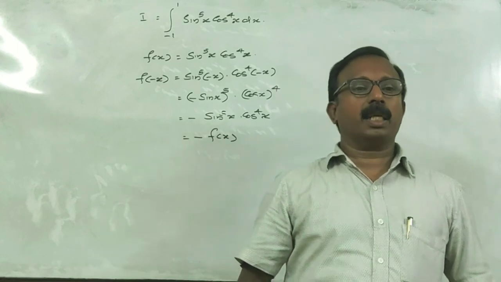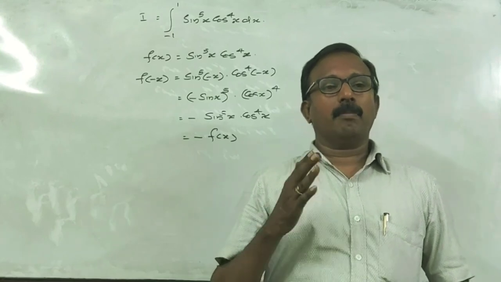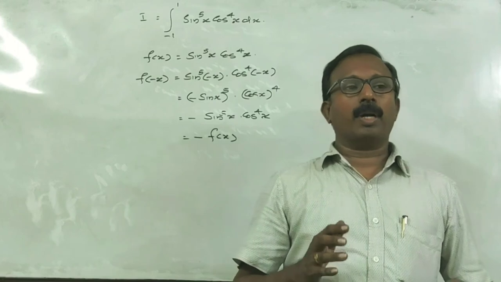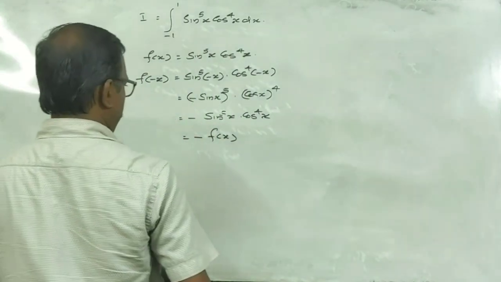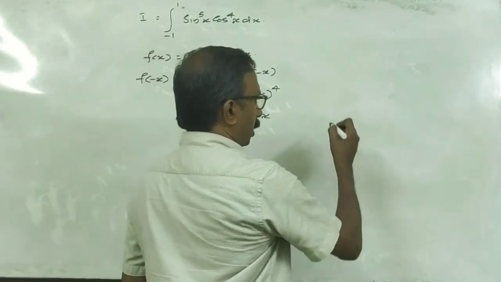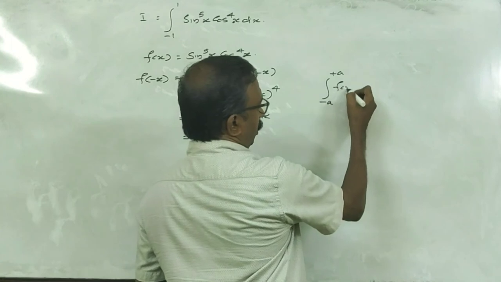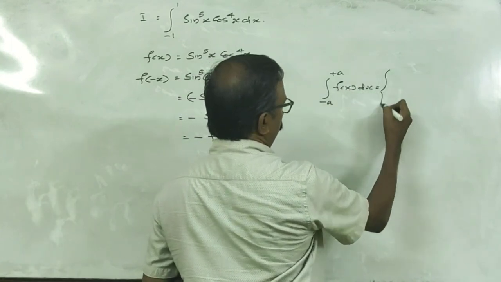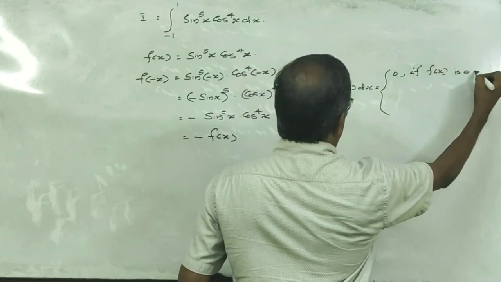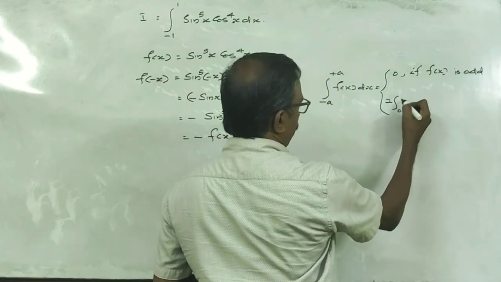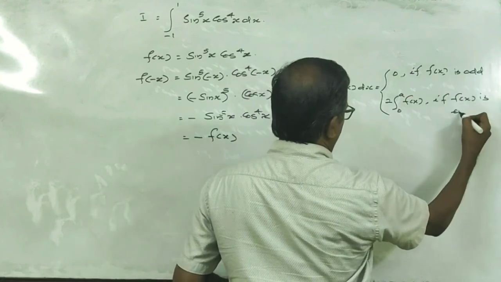In the function f of x, if we put x is equal to minus x, and if we get minus f of x, then the function is said to be an odd function. And we have integral minus a to plus a f of x into dx is equal to 0 if f of x is odd, and 2 into integral 0 to a f of x if f of x is even.